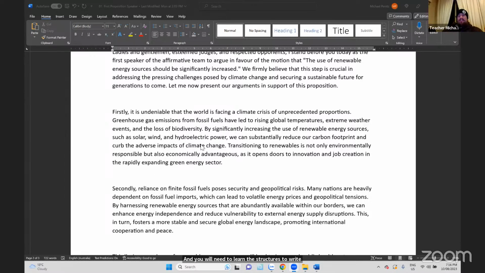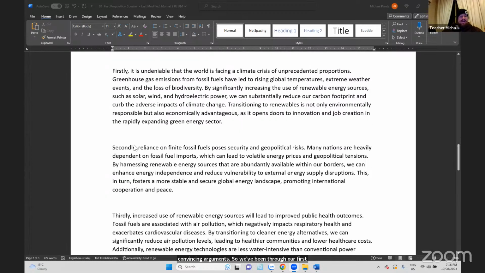So we've been through our first argument there, and now we're signposting again. So secondly, we're being obvious here. Oh, okay, we're moving on to our next argument, and then we present that next argument. So reliance on finite fossil fuels poses security and geopolitical risks.